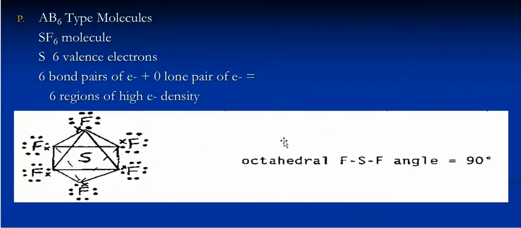And then AB6 type molecules, 6 regions of high electron density. Molecular and electronic geometries are octahedral. The bond angle is 90.